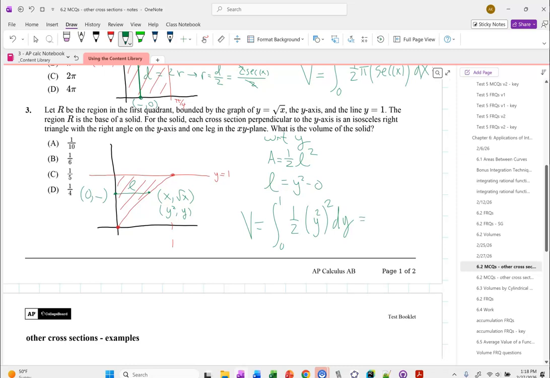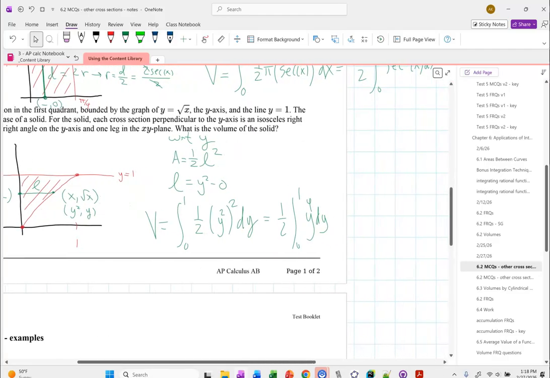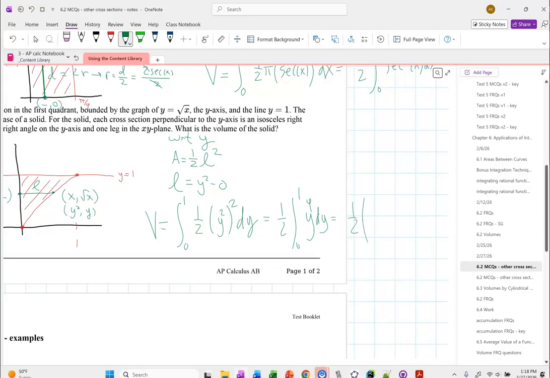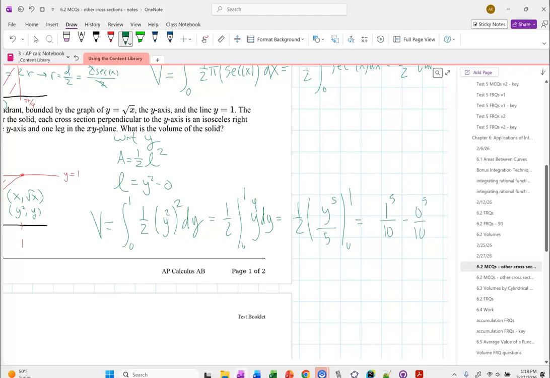And now that's going to leave us a pretty stinking easy integral. I guess we'll put the 1/2 out front. What's the antiderivative of y to the 4th? y to the 5th over 5, from 0 to 1. So that's going to be 1 to the 5th over 10 minus 0 to the 5th over 10. So my answer is 1/10.